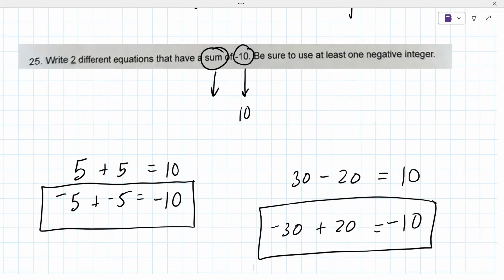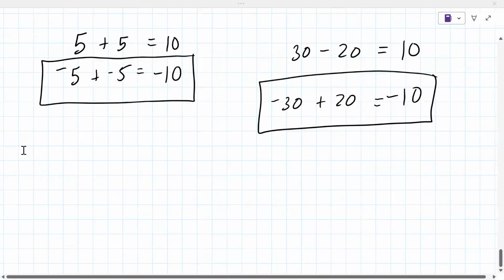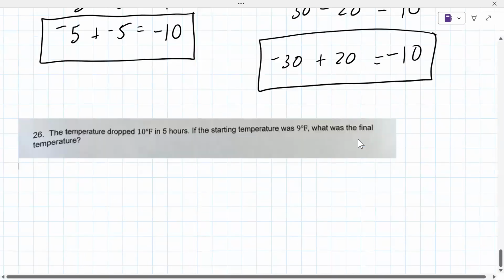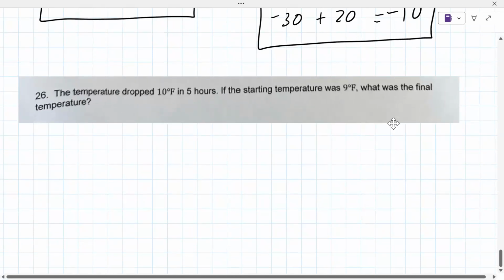All right, let's make sure we get some more done here. Okay, so 26, 27. We're gonna go to 540. I just want to make sure that we get all these final ones in, then we'll go back.